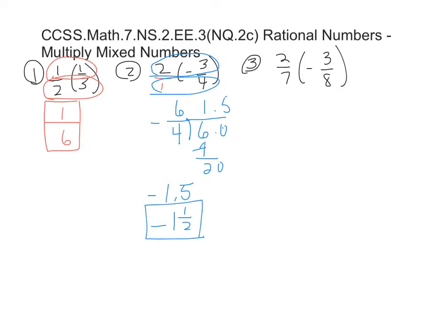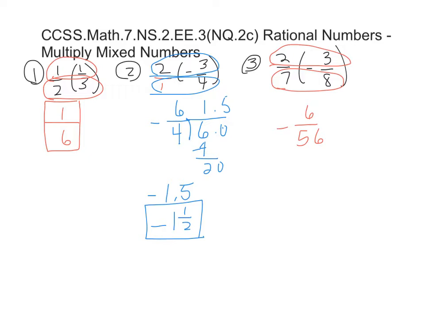All right, and our next one gets a little bit harder, but I don't think so. So we have 2 7s times negative 3/8. So again, we're just multiplying across numerators to numerators, and we get 6. Multiplying across 8 times 7 is 56. Sorry. And there is one negative. Okay, and so that is not simplified.